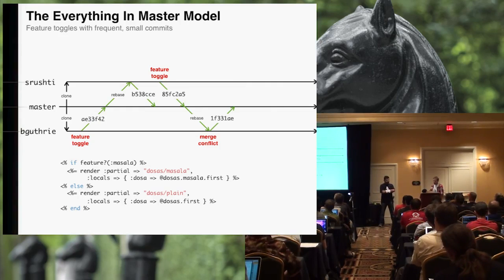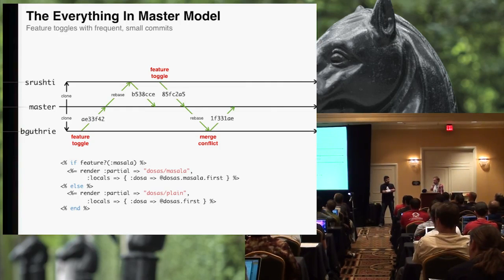So feature toggles, the trouble with feature toggles and the trade-off that you're making there is that they tend to get crufty, right? They accumulate. You have to be very aggressive about removing them. If you don't remove them promptly, they can accumulate in nasty ways. But you get two big benefits out of them, though, right?